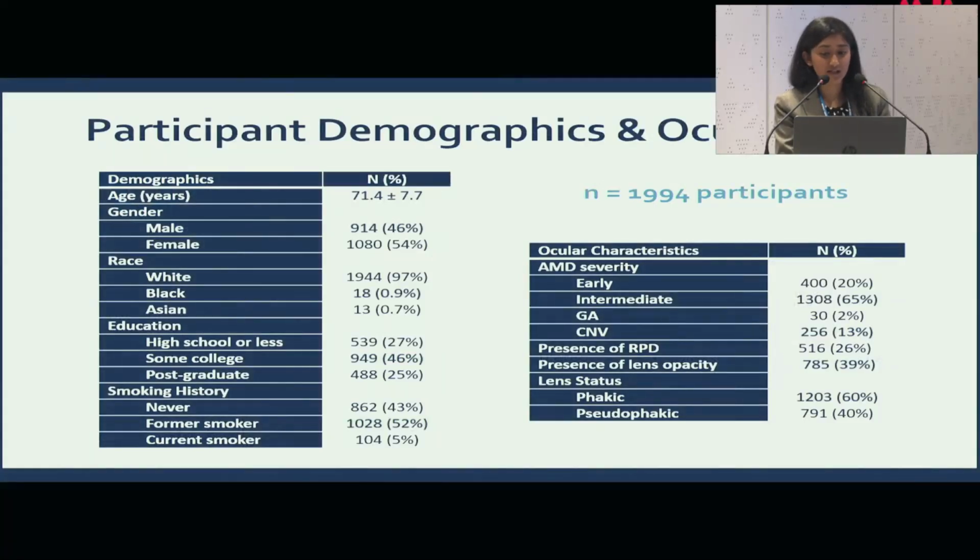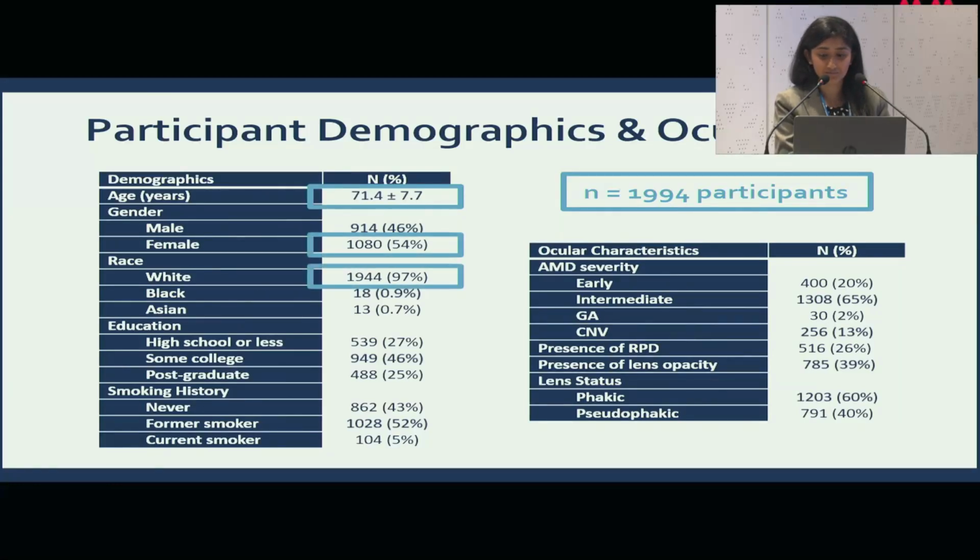So here's a summary of the demographics and ocular characteristics of our study sample. A total of 1,994 participants completed our questionnaire. Their mean age was 71, and they were predominantly female and white. An older age, gender, education level, smoking history, AMD severity, reticular pseudodrusen, lens opacity, and lens status were all significantly associated with worse visual acuity and were therefore considered as covariates in the multivariable analysis.